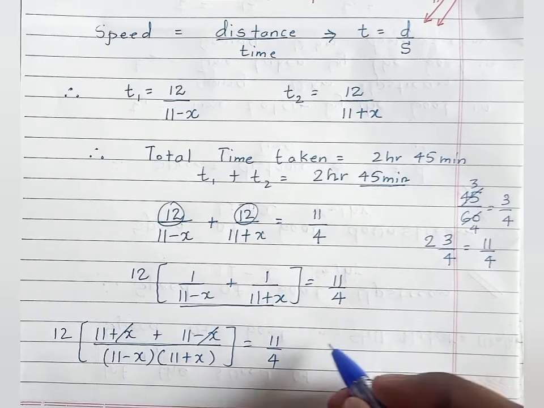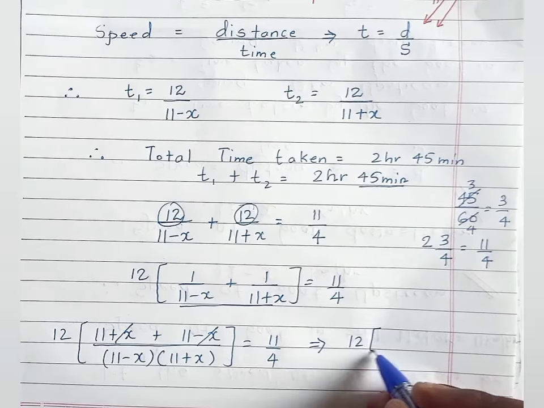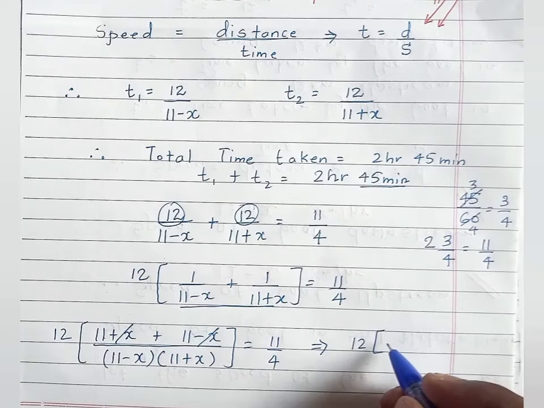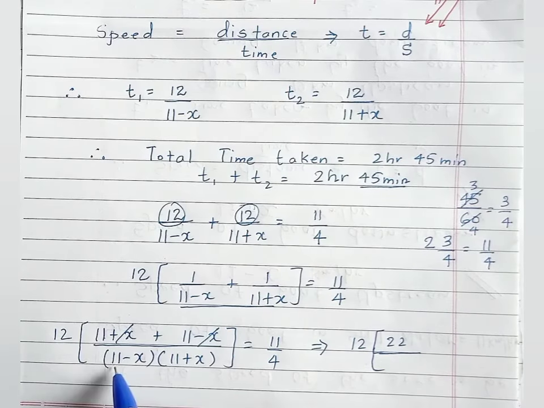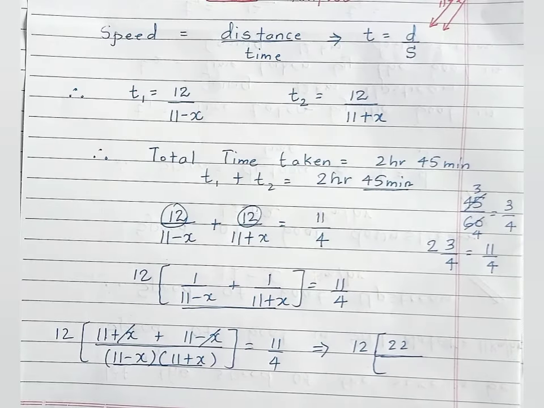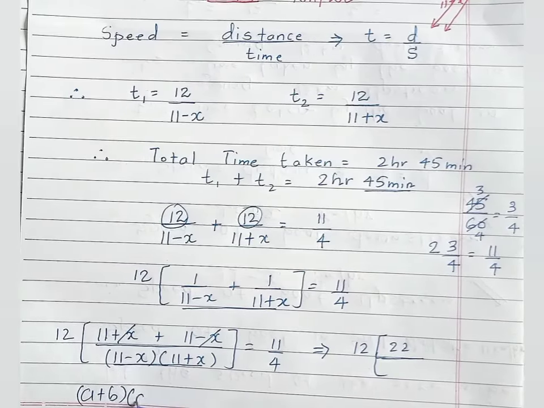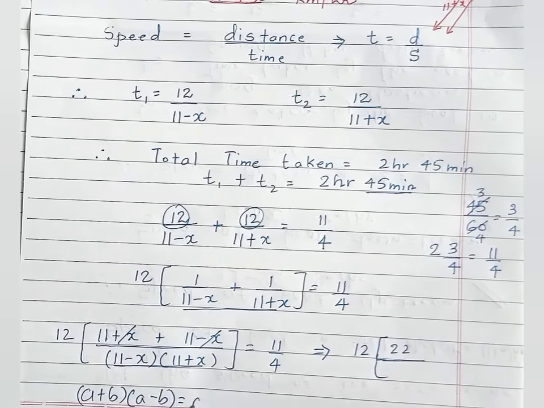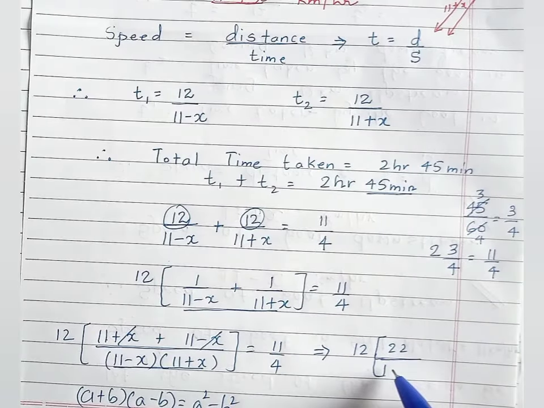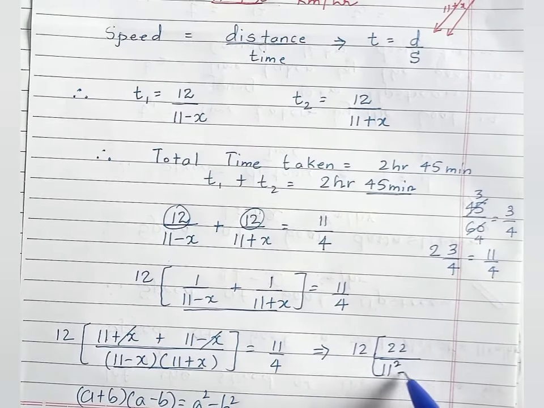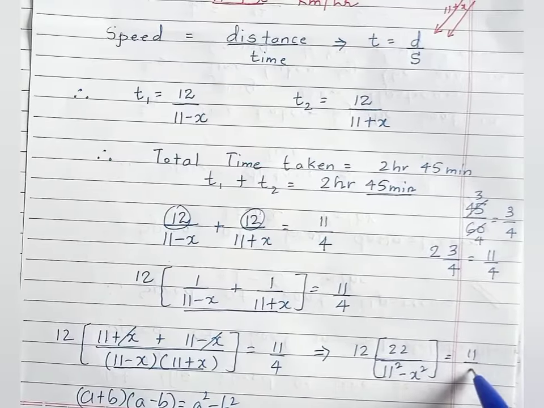Plus x minus x will get cancelled. What will we get? 12 into, now 11 plus 11 is 22, over, it is of the form a plus b, a minus b. I can write it as a square minus b square. In the same way, 11 square minus x square equals 11 divided by 4.